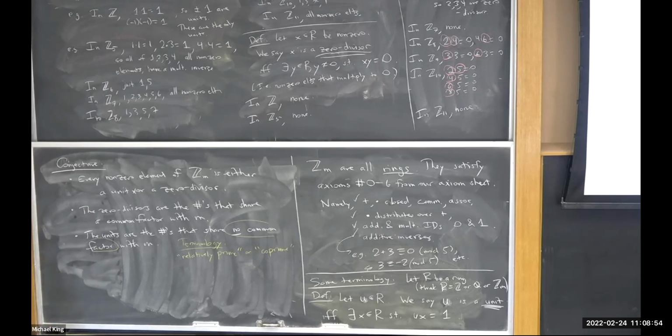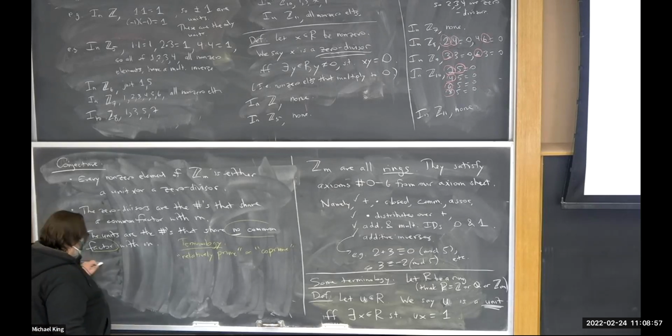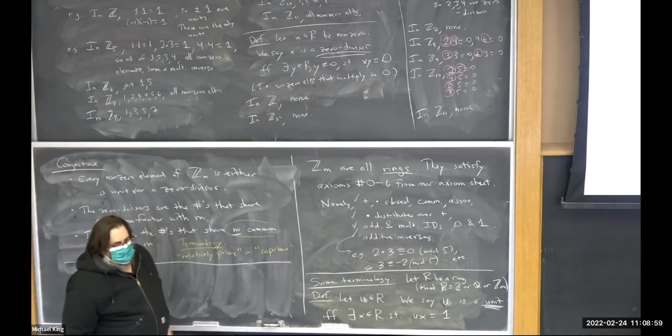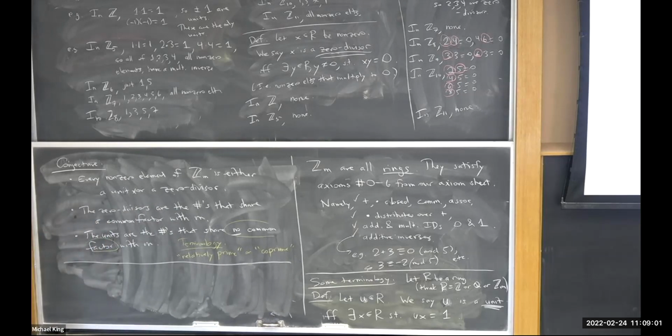But I do want to throw some other terminology at you while we're here. By the way, I should have said that in Q, in the rationals, every non-zero element is a unit. Everything has a multiplicative inverse, and there are no zero divisors.